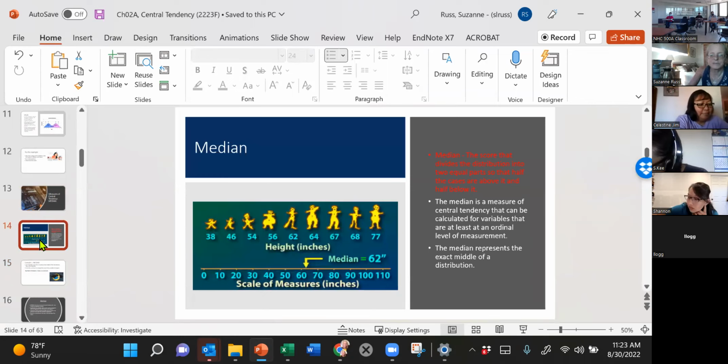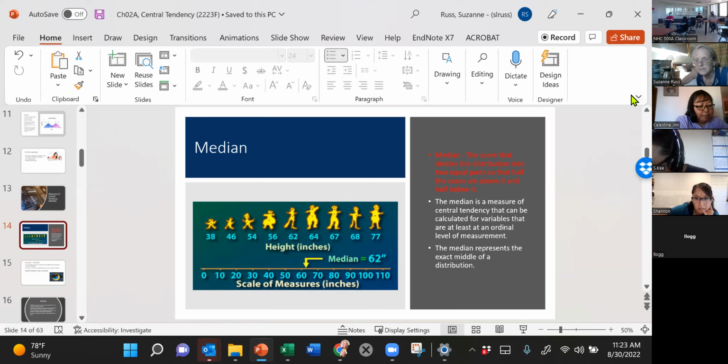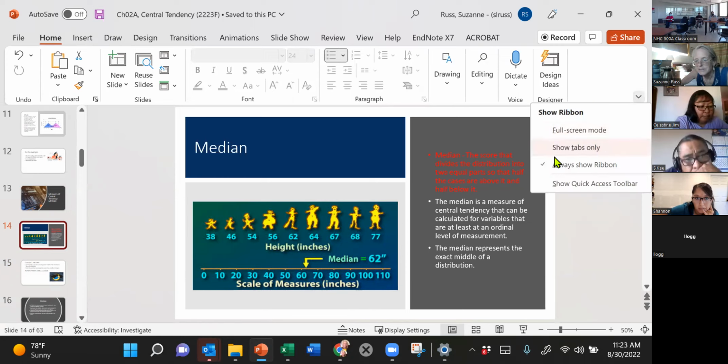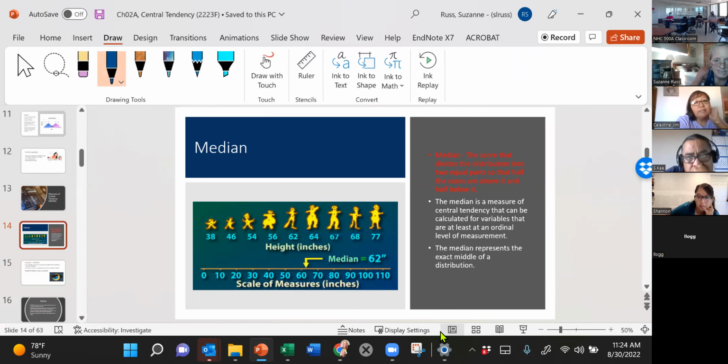So in this case, the median is 62 inches. It's right here. It's the one in the middle. 4 on this side, 4 on this side. And so it's even right in the middle.